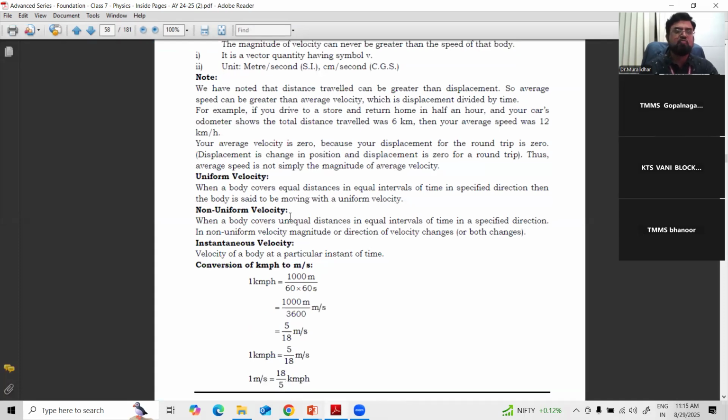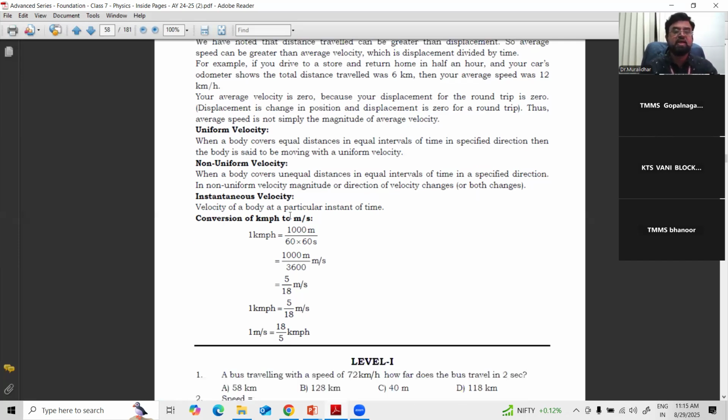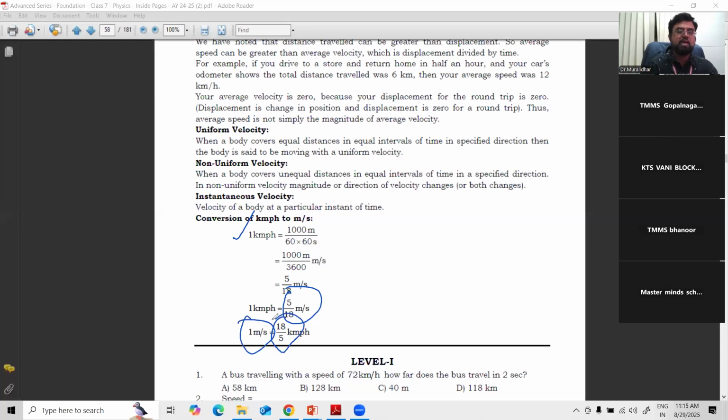It may be uniform velocity, covering equal distances, non-uniform velocity, instantaneous velocity, and finally you can come across the conversion: how to convert kilometer per hour into meter per second. Already I explained it. 5 by 18. So 1 kilometer per hour is equal to 5 by 18 meter per second, or 1 meter per second is equal to 18 by 5 kilometer per hour. Very, very important.